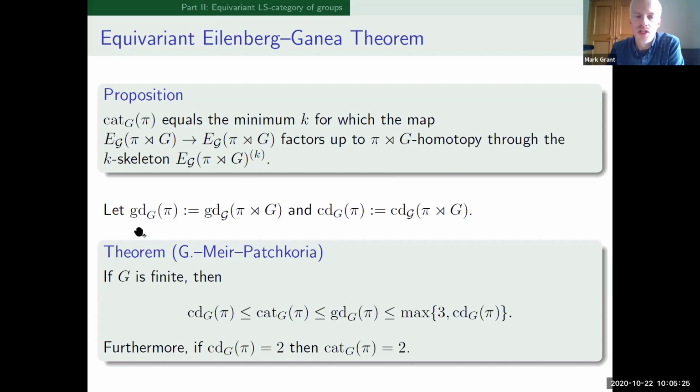So now if you define the equivariant geometric dimension of pi to be the geometric dimension of this family of the semi-direct product, and the equivariant cohomological dimension to be the cohomological dimension of this family, the semi-direct product, then you get this kind of Eilenberg-Ganea theorem, but with a G, which says that, assuming G is finite and pi is discrete, you have this chain of inequalities.